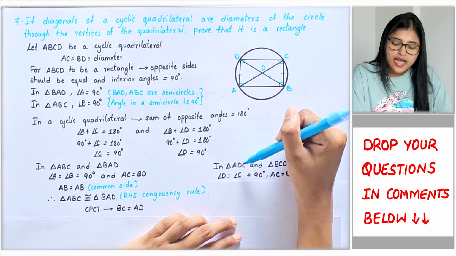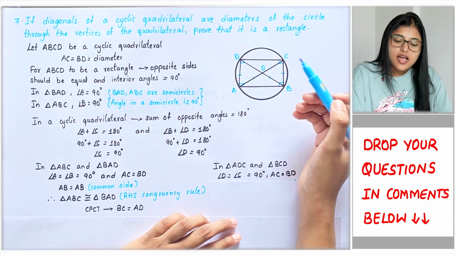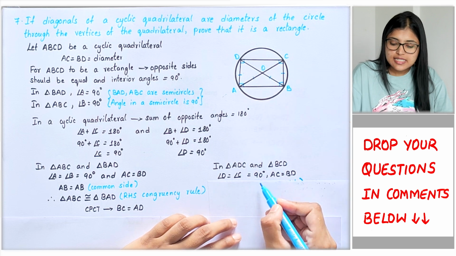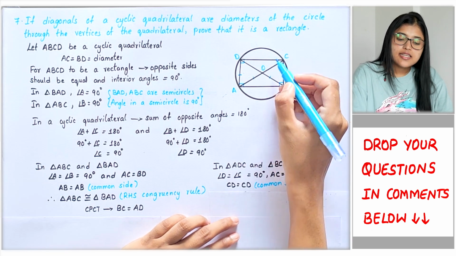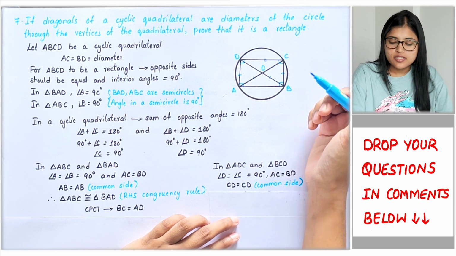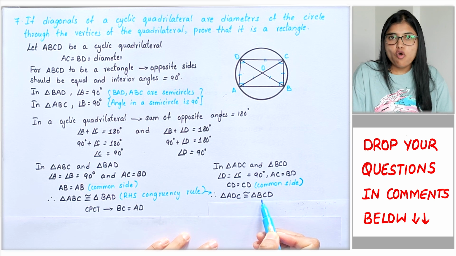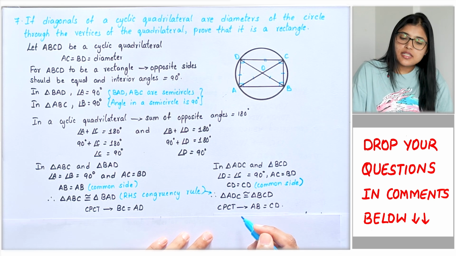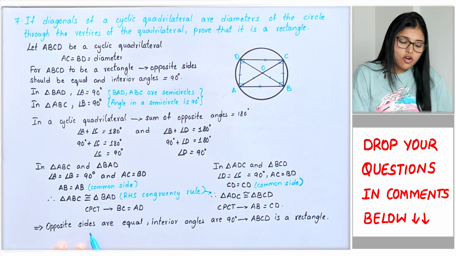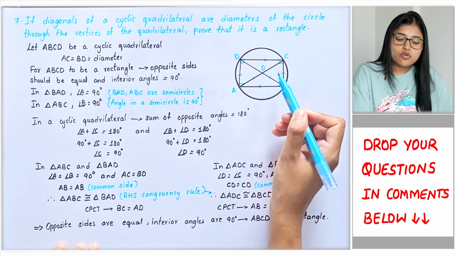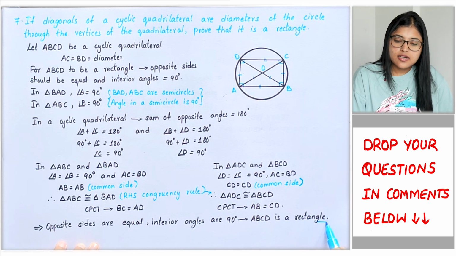Similarly, if I consider triangles ADC and BCD, I know that angle C equals angle D, which is 90 degrees, and AC equals BD because they are diameters of the circle, and CD is the common side here. I can say from RHS congruency rule, triangle ADC is also congruent to triangle BCD. From this CPCT, I can write AB and CD are equal sides. So because I have proven that opposite sides are equal and all the interior angles are 90 degrees, I can say that ABCD is a rectangle.